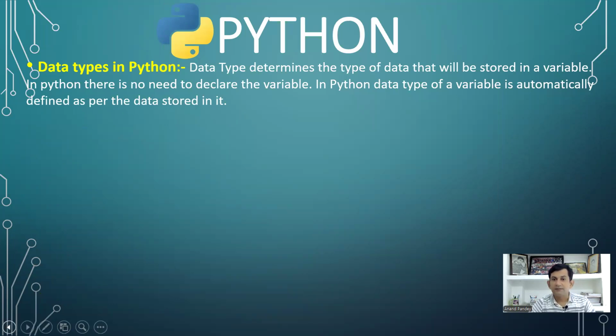Data types in Python. Data type determines the type of data that is stored into a variable. In Python, there is no need to declare the variable beforehand. In Python, the data type of a variable is automatically defined as per the data stored in it. These lines I'm going to explain with an example.